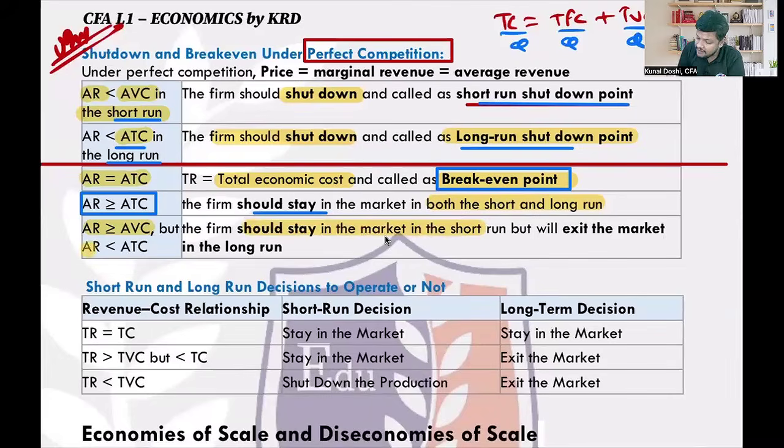But if the average revenue is above variable cost but below ATC, then in the short run you can continue. But in the long run, if you are still below ATC, you should shut down or exit the market. Understood, everyone? This is the most crucial. Which is the most crucial? The third part. When average revenue is between average variable cost and average total cost, then in the short run, you can continue. In the long run, you should shut down. Is that clear, everyone? Correct?